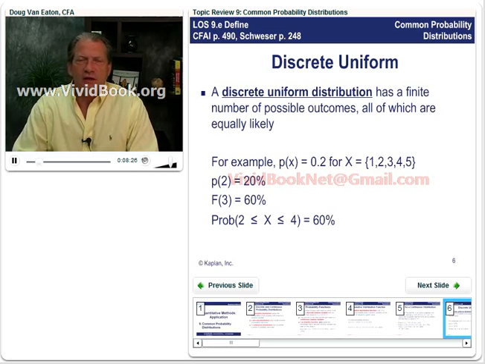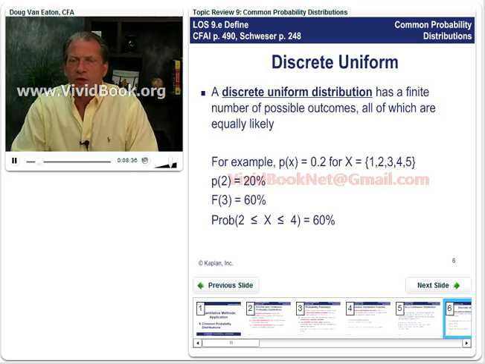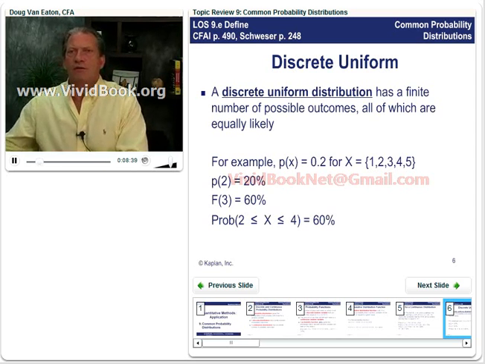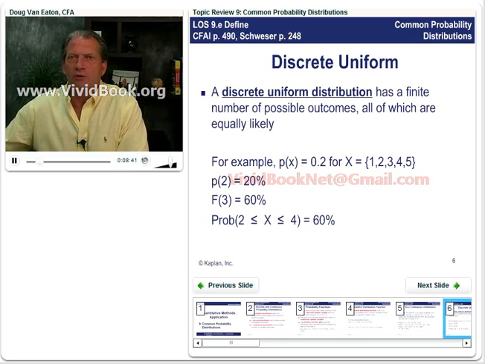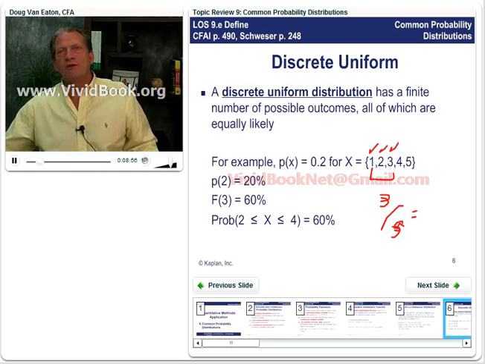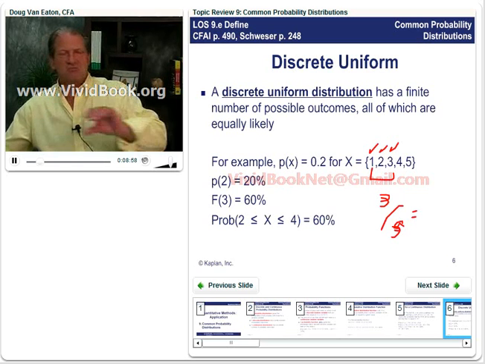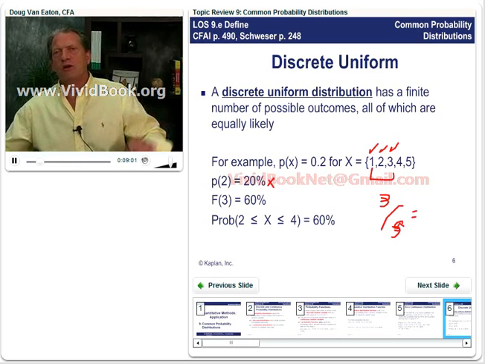Now we can easily calculate our cumulative distribution, F of 3. Remember, that's less than or equal to 3 with a discrete probability distribution. So we've got the probabilities of 1, 2, and 3. So that's just 3/5, 3 out of 5, and clearly 60%, or 3 times the probability of each one. So the uniform just tells you it's flat. The probability of each one is the same.